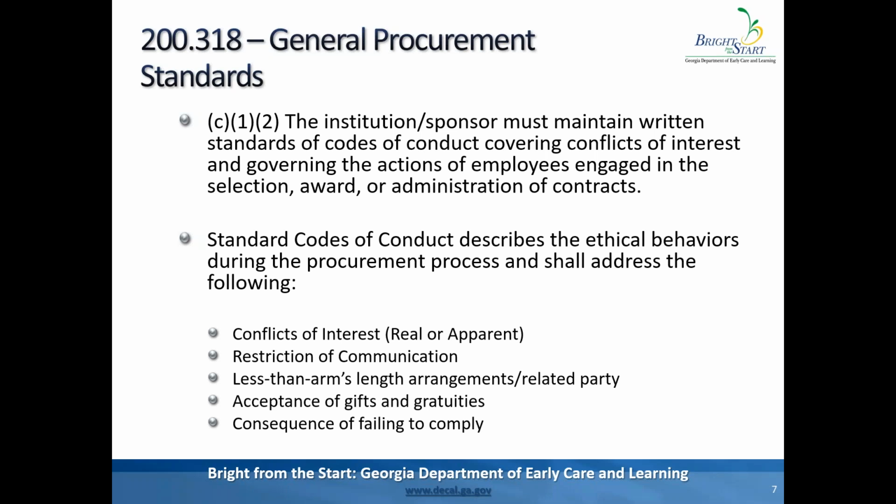So if there is anyone who is a family member or who has a personal interest or gain in the award of a contract, this would be your less than arm's length arrangement or related party. The acceptance of gifts and gratuity, and then there should be an outline of the consequences of failing to comply with any of these standards of conduct.